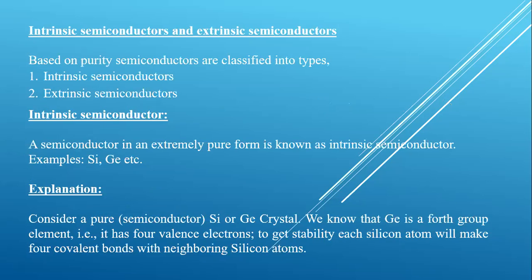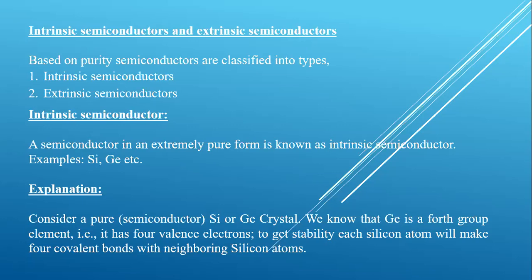Okay. Next one. Based on the purity, semiconductors are further classified into two types: number one, intrinsic semiconductors, and number two, extrinsic semiconductors. Then what is an intrinsic semiconductor? How do you define an intrinsic semiconductor? A semiconductor that is extremely pure is known as an intrinsic semiconductor. If it is available in nature, the pure semiconductor, we can say silicon or germanium, etc.